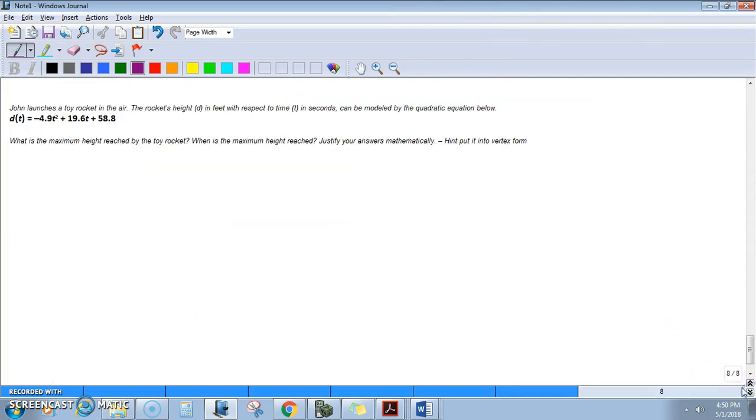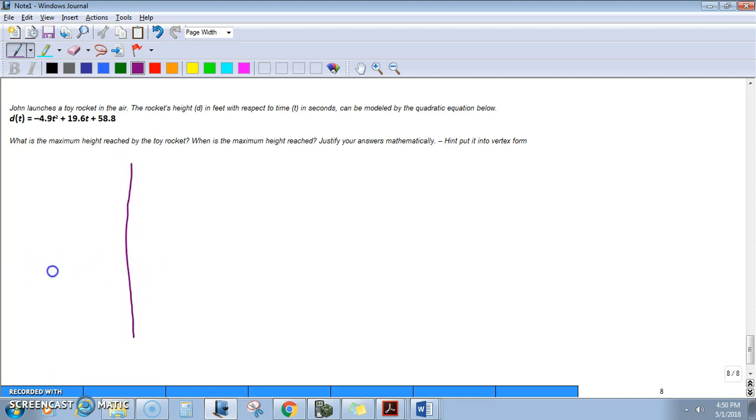Okay, last question, you guys, and then I want you to get some good night's sleep and a good breakfast tomorrow morning. John launches a toy rocket into the air. The rocket's height, d in feet, with respect to t in seconds, can be modeled by the quadratic equation below.